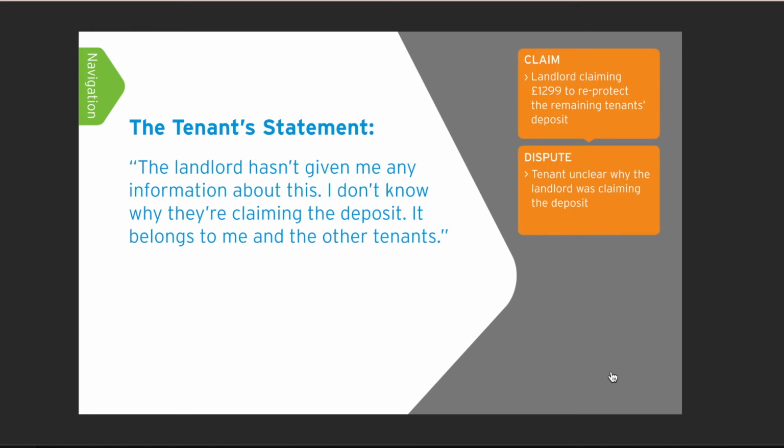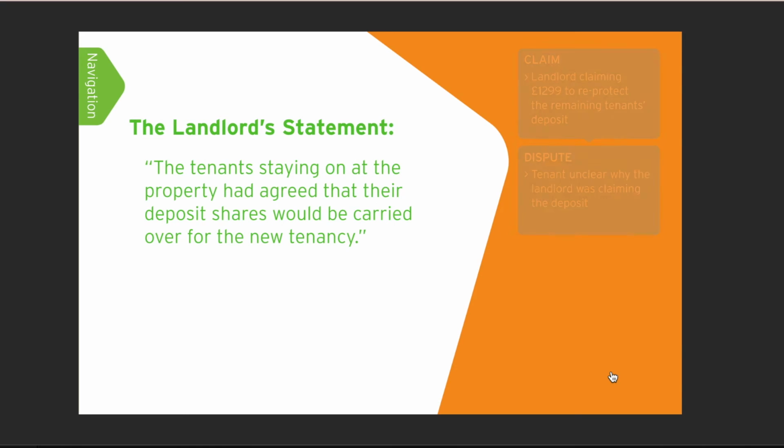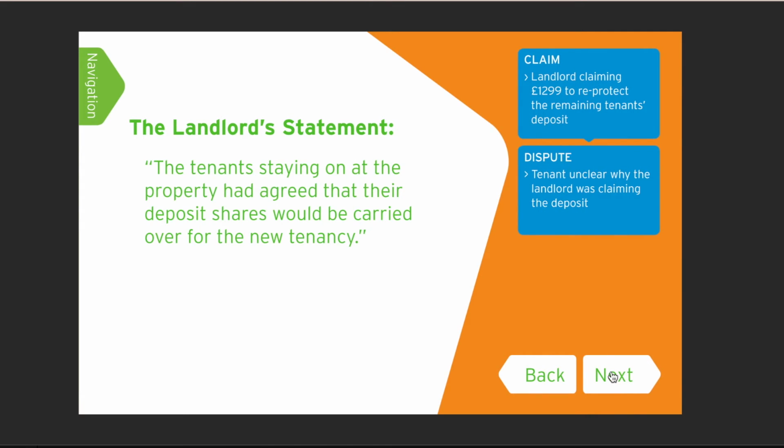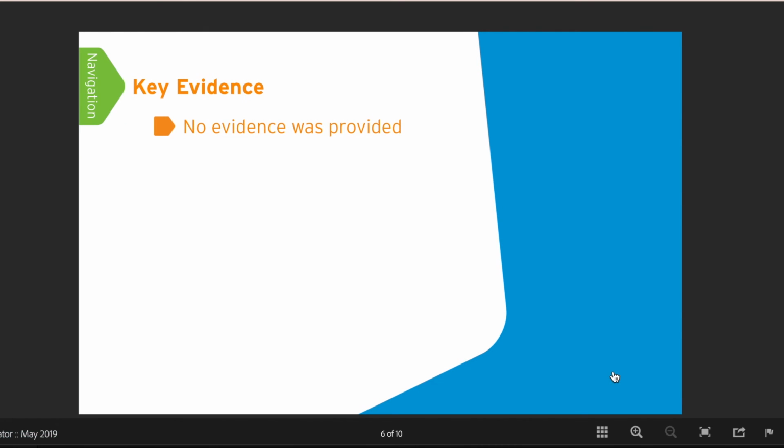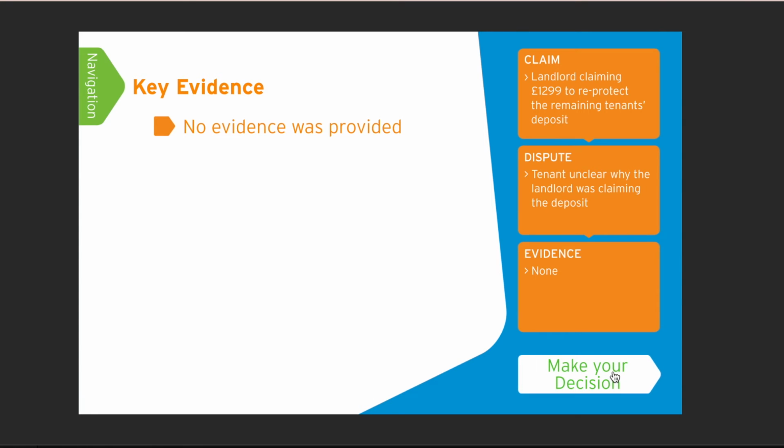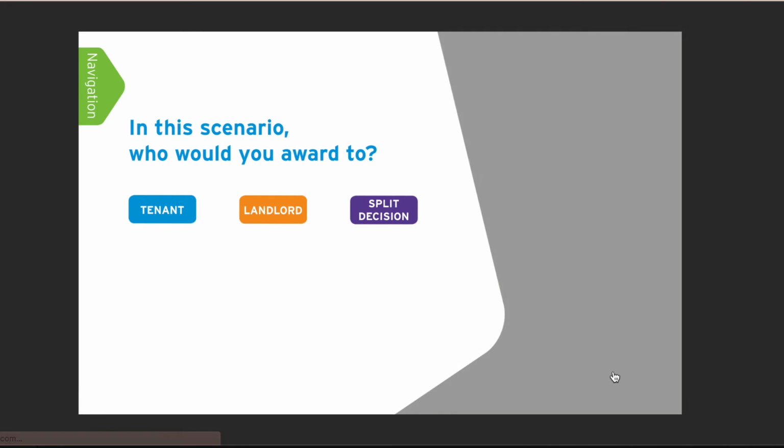Okay, the tenant statement: the landlord hasn't given me any information about this. I don't know why they're claiming the deposit if it belongs to me and the other tenants. The landlord statement: the tenants staying on at the property had agreed that their deposit shares would be carried over to the new tenancy. Okay, well, if he has evidence, he might be able to get that. But he's not going to keep the deposit. He's just going to re-protect the deposit. Key evidence: no evidence was provided. Well, if none of them has evidence, he can't keep anything.